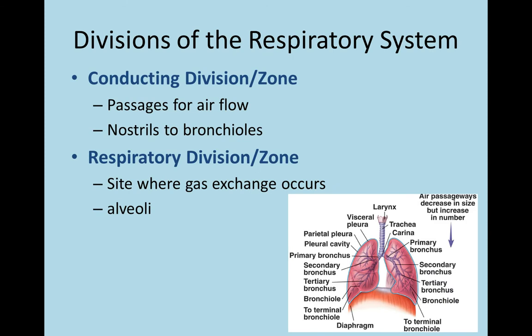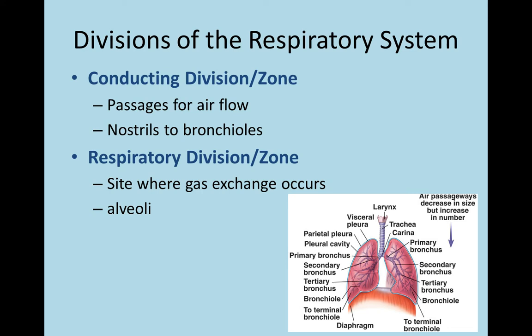All right, those parts that I just went over can be separated into 2 major divisions. Most of the parts I went over are part of the conducting division or conduction zone, and they are just passages for the flow of air. So that would be like the nasal cavity, the pharynx, the larynx, the trachea, the bronchi. Those are all just tubes or passageways for the movement of air.